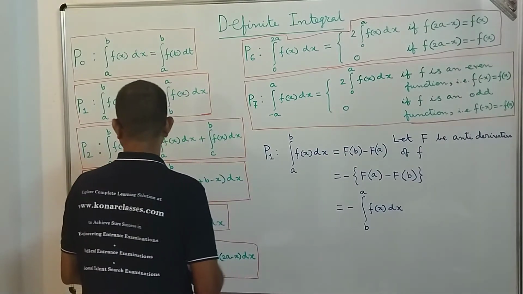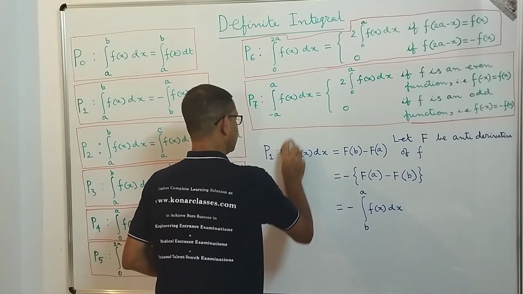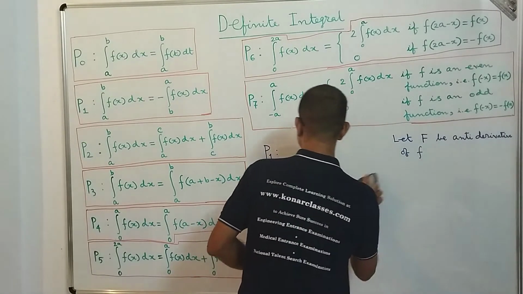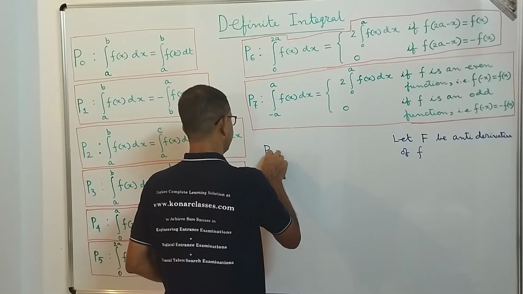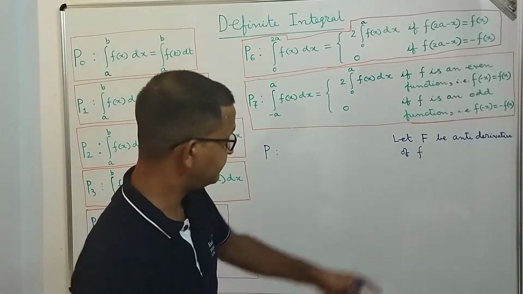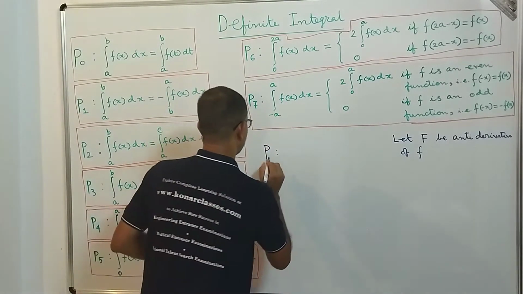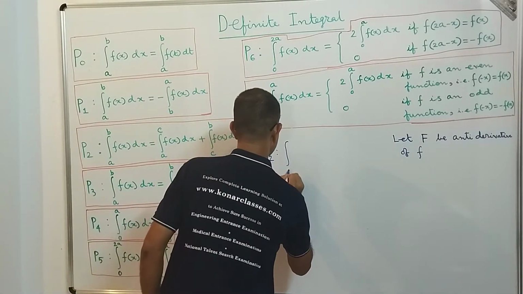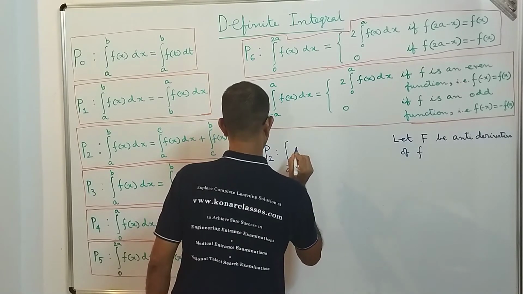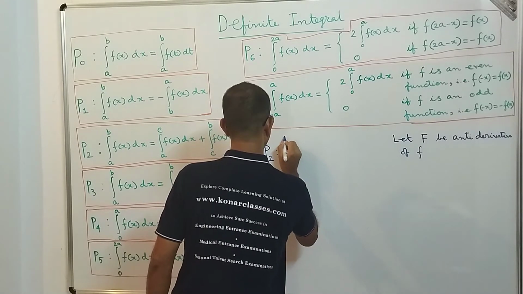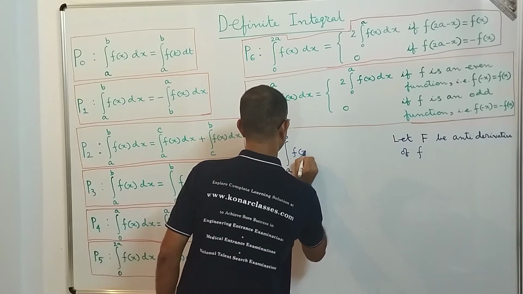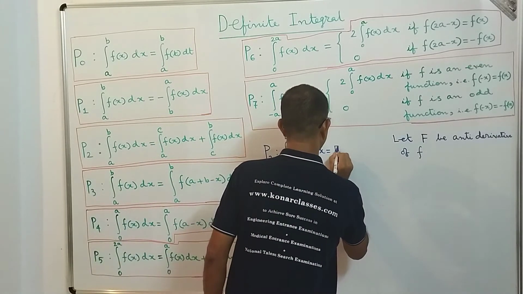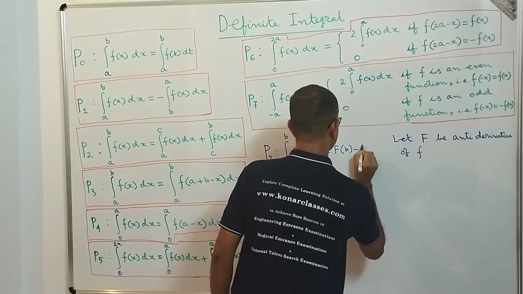Now let's look into property P2. In property P2 we need to apply the concept of antiderivative, hence I kept it here. So what is property P2? Property P2 is saying that integration a to b f(x) dx, so what can we write here, dear students? That is equal to capital F(b) minus capital F(a).